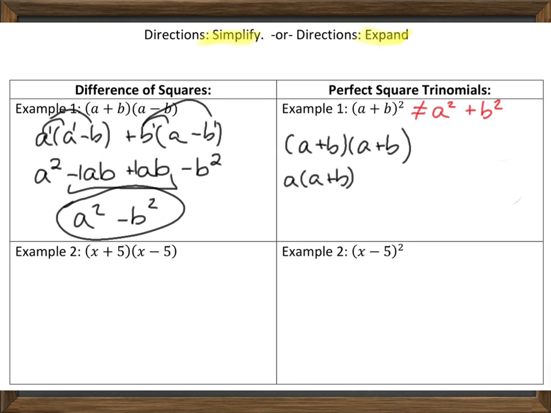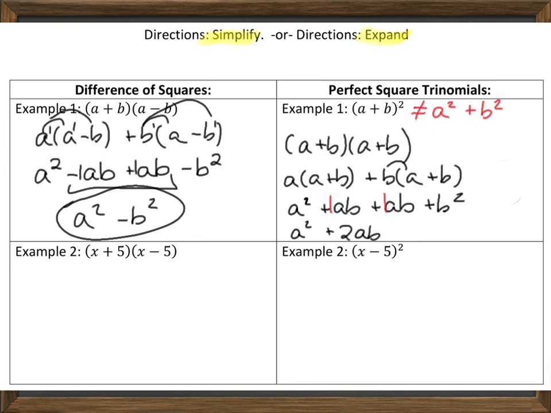So we have a times the quantity (a + b), plus b times the quantity (a + b). So we're going to get a squared plus ab plus, again it would be ba, but we're going to rearrange it, so it's ab plus b squared. Notice that unlike with a difference of squares, with a perfect square trinomial our inner terms do not cancel out, but they actually add together. So 1ab plus 1ab is 2ab. So we have a squared plus 2ab plus b squared.